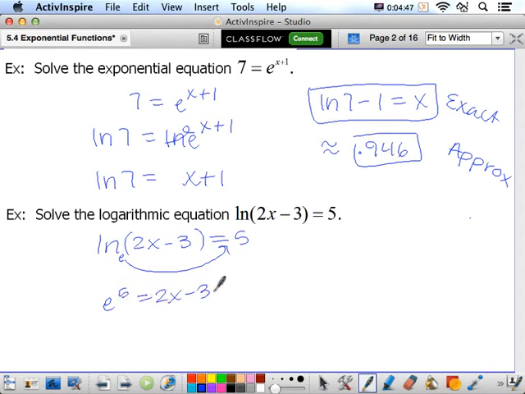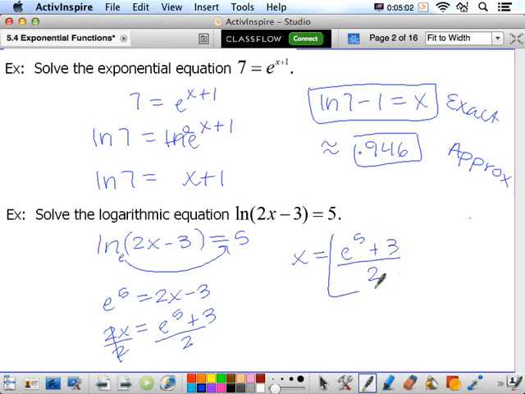So we add 3 to both sides. And so 2x is equal to e to the 5 plus 3. And so x is equal to e to the 5 plus 3 all over 2. That would be your exact answer.